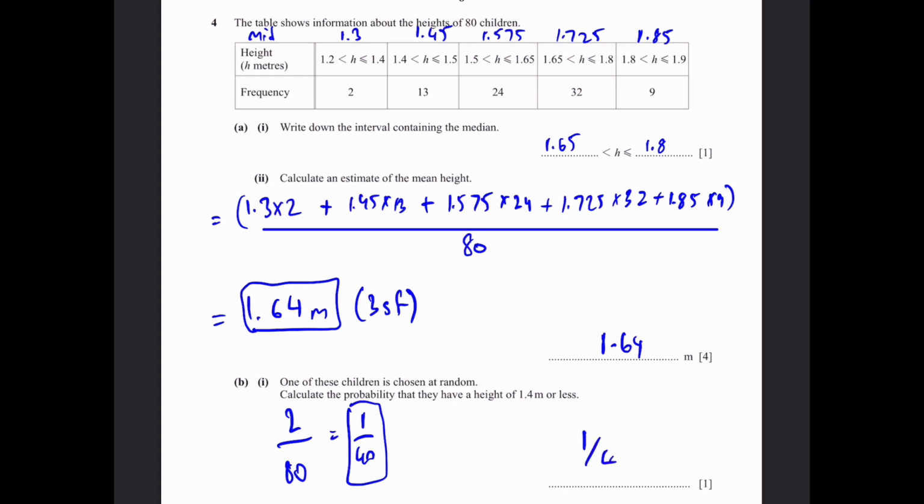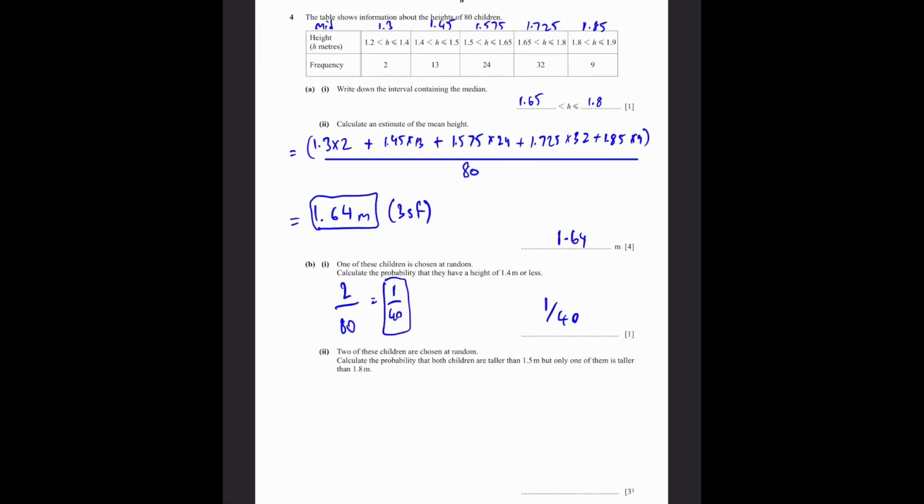That's the answer. Part 2. Two of these children are chosen at random. Calculate the probability that both are taller than 1.5 meters, but only one is taller than 1.8 meters. That means one of them is in between 1.5 and 1.8, right? Which means inside these two. And the other one is inside this one, which is greater than 1.8 meters. Taller than 1.8 meters, in other words.